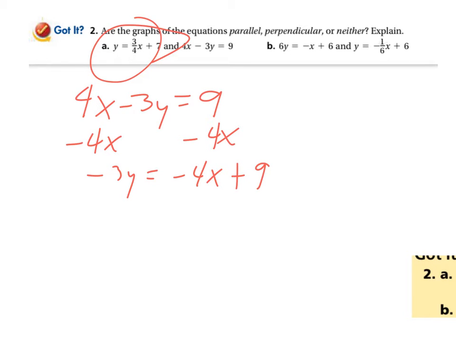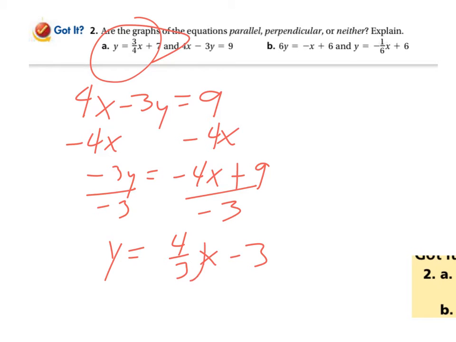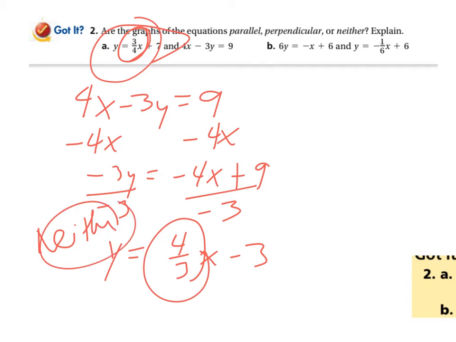Again, I'm shooting for slope-intercept form, so that's why I put the negative 4x in front. Divide off the negative 3. Divide off the negative 3. I get y equals positive 4/3 x minus 3. So we take a look at the slope here. Positive 4/3, positive 3/4. They're reciprocals, but they're not negative reciprocals. So this is neither.